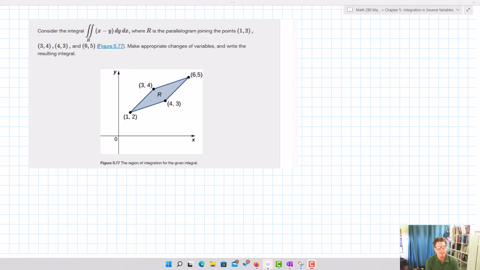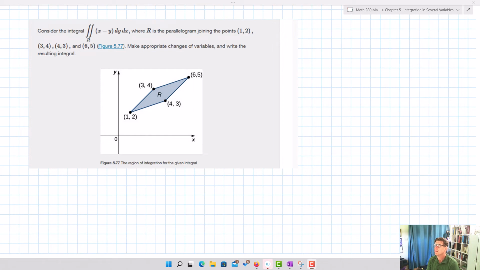All right, so let's consider this integral. We want to find the integral over a region R of x minus y dy dx, where R is a parallelogram that joins the points (1, 2), (3, 4), (4, 3), and (6, 5). We're going to make an appropriate change of variable, and then we're going to write the resulting integral.